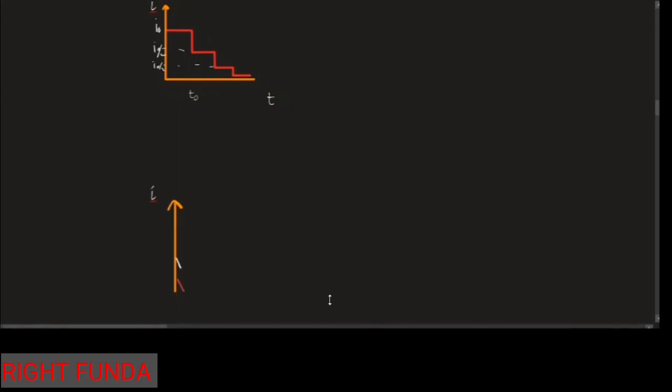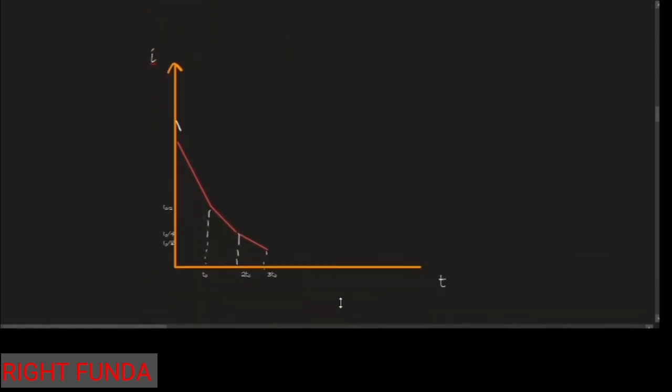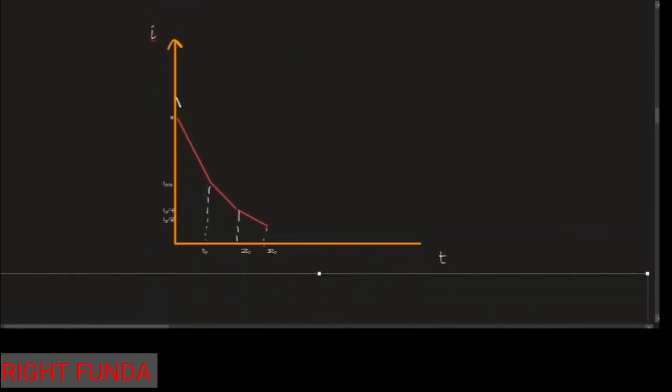Suppose the graph is like this. Initially the current was I naught, and after t naught time the current becomes I naught by 2, but it decreases linearly from this to the half value. Again from this to I naught by 4 in t naught time. Again from this to this it takes t naught time, and this is I naught by 2 times here. The slope becomes lesser than the previous one, because here it decreases by I naught by 2 and here by I naught by 4. So this is one straight line, then another with lesser slant, and it goes like this, again and again.